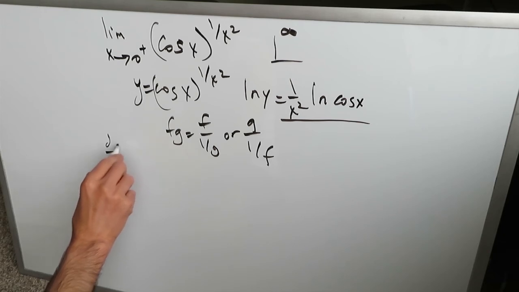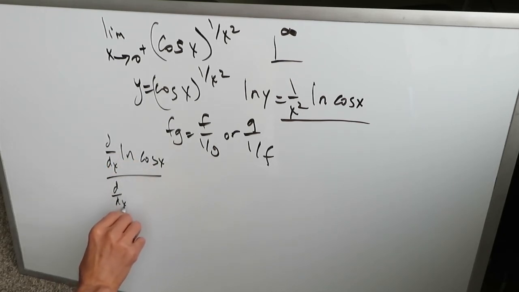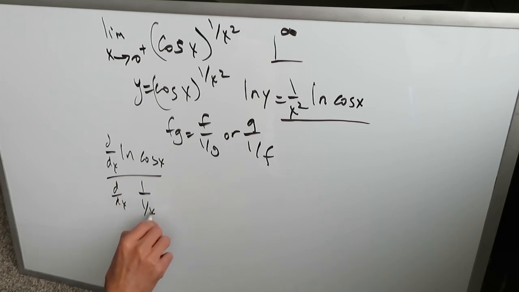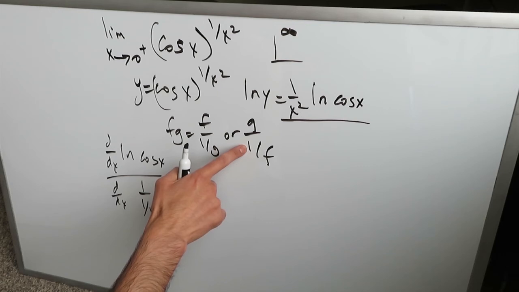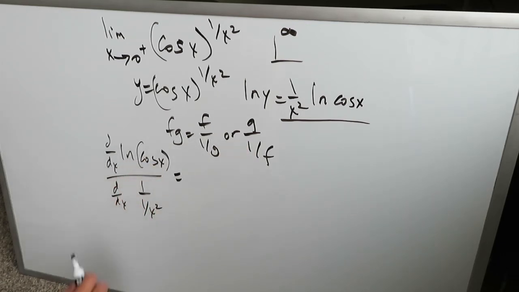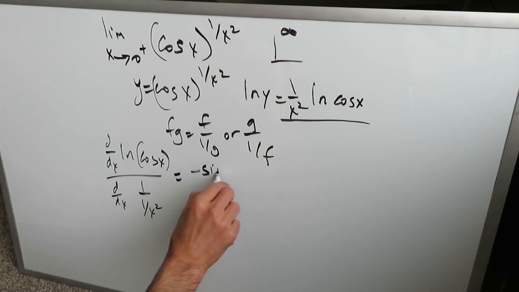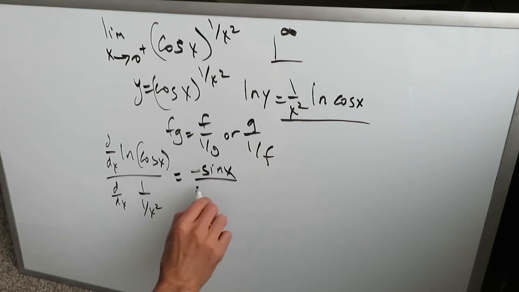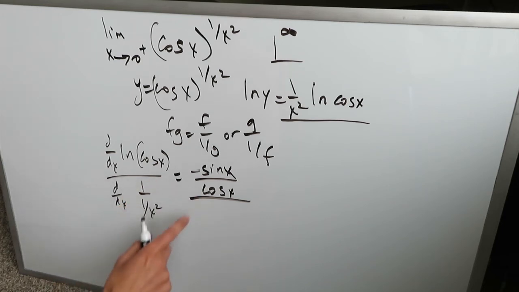d over dx natural log cosine x divided by d over dx 1 over x squared, because see, this 1 over x squared has to be hit with this reciprocal. Here in the numerator, you can do the chain rule over here, ln u, du, all of that. The cosine u, you'll get a minus sine x over cosine x. That's what you'll get in the numerator. If I've done it properly, that's what you'll get.